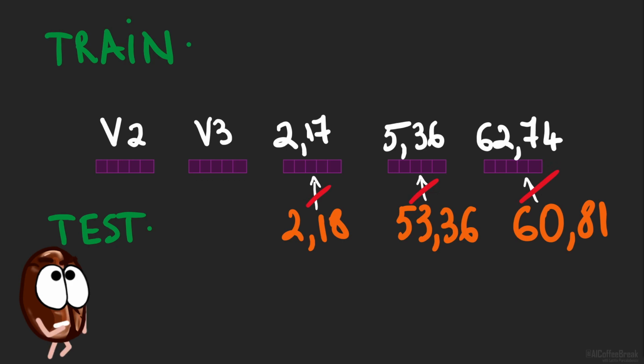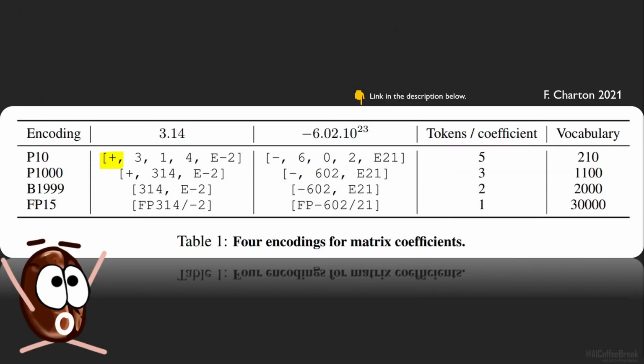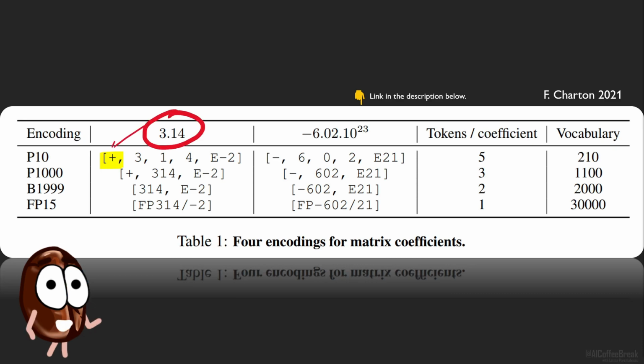Then, is there a way to encode the numbers better and maybe have them represent some prior knowledge about numbers in general? Yes, there are at least four as presented by the authors. We are talking about P10, P1000, B1999, and... Miss Coffee Bean, stop it with the cryptic codes. We are not talking about the Terminator. So what is meant is pretty clear from this table, that one can decompose a floating point number according to these rules and use a set of integer numbers, still infinite, but their infinity is smaller than the infinity of the real numbers, and other symbols.